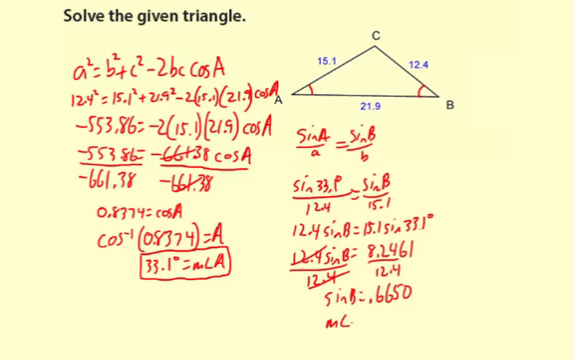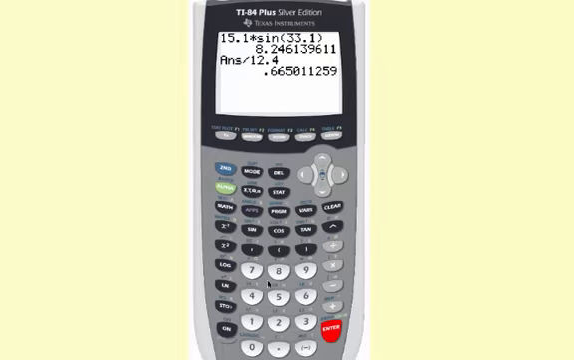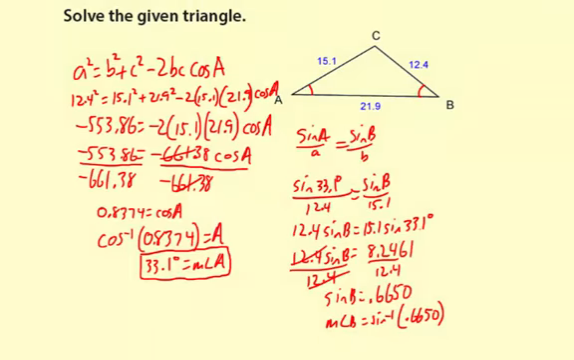So the measure of angle B is going to be the inverse sine of 0.6650. Let's see, the inverse sine of the decimal we had up above. 41.68 or 41.7, let's say. So measure of angle B equals 41.7 degrees.